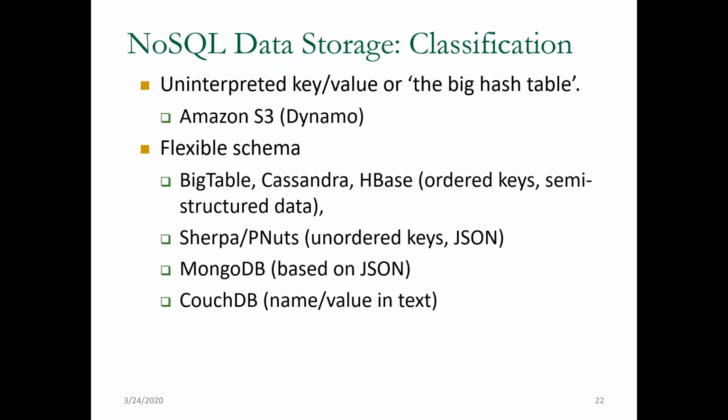So NoSQL data storage classifications are done in this way: unstructured key value, which is also called a big hash table. An example of this is Amazon S3 Dynamo. Flexible schema: big table, Cassandra, HBase, Sherpa PNUTS, which is used for JSON objects, MongoDB, which is a JSON object again, CouchDB, which is a name value pair.